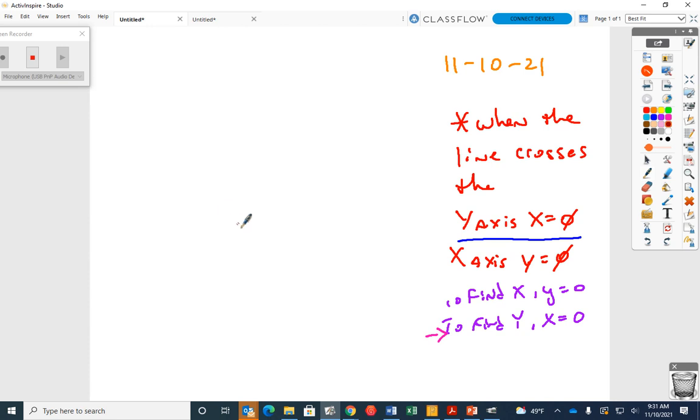Okay. Try this one. 2x minus 3y equals 6. Try that one. 2x minus 3y equals 6. Who can help me find the x-intercept? Levi, help me find the x-intercept. If I find the x-intercept, what equals 0?